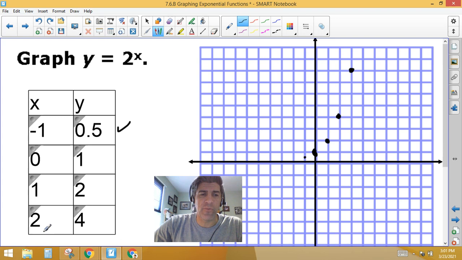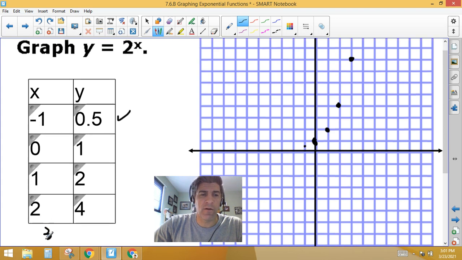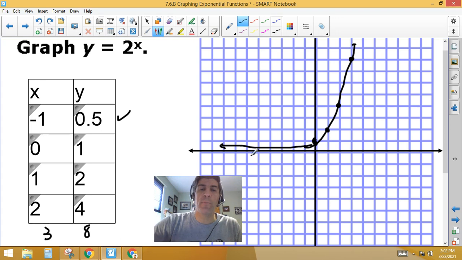If I did another point and made a 3 here, what is 2 to the third power? It is 8. Now what I would do, this is not going to be smooth because I'm using a mouse here, everybody, but I would do my best to make a smooth curve. I would draw arrows, and I have to extend this. Now, this never goes below the x-axis. You can't get to 0.